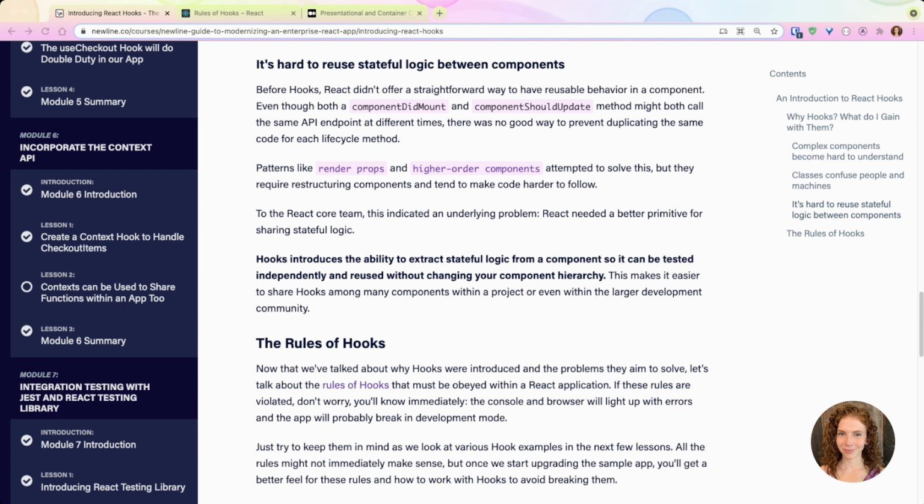Patterns like render props and higher order components attempted to solve this, but they might require restructuring components, and they tend to make the code harder to follow. To the React core team, this indicated an underlying problem. React needed a better primitive for sharing stateful logic. So hooks introduce the ability to extract stateful logic from a component so it can be tested independently and reused without changing your component hierarchy. This makes it easier to share hooks among many components within a project or even within the larger development community.